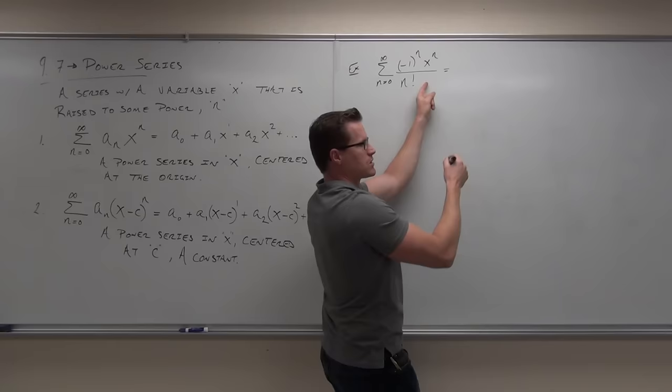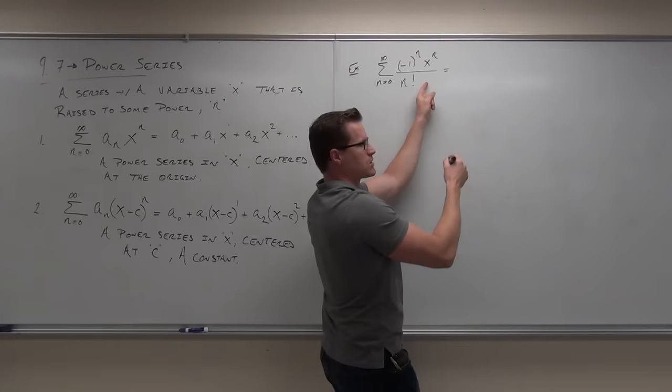x to the 2nd over 2 factorial. Good. Minus x to the 3rd over 3 factorial plus. And do you see the pattern? It's easy to see the pattern once you get the first few terms. That right there is the first few terms of our power series.